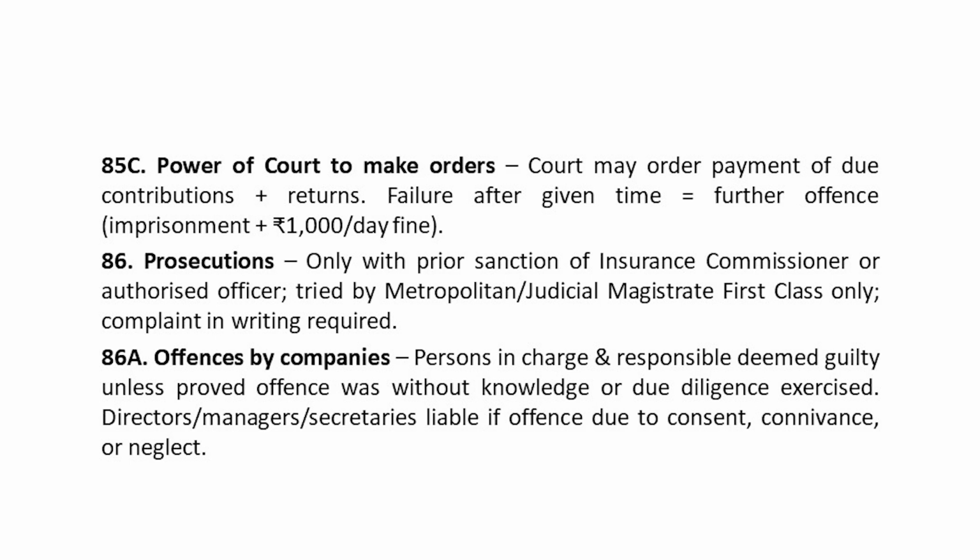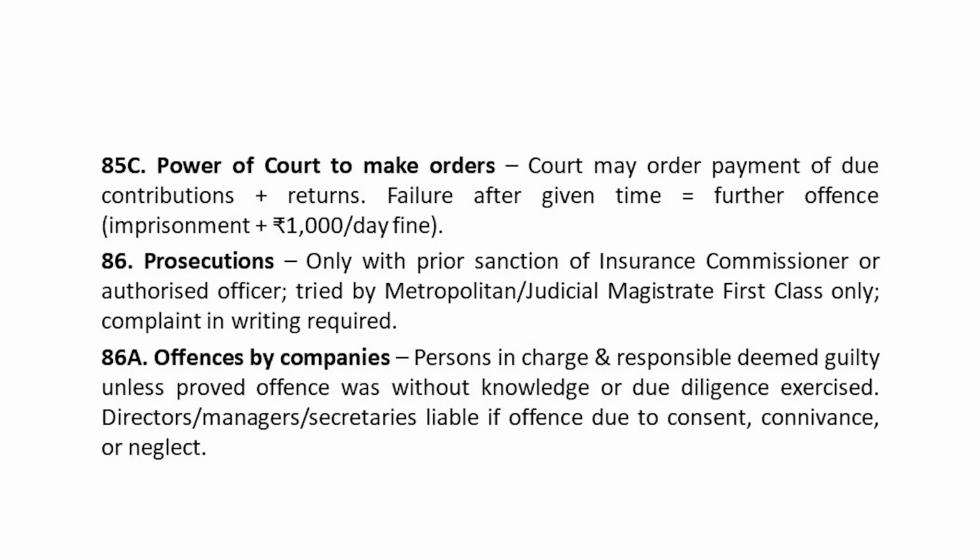And sometimes prosecutions can be made, and no prosecution under this Act can be instituted except with the previous sanction of the Insurance Commissioner or of such an officer of the corporation as has been authorized in this behalf by the Director General of the corporation. Only a metropolitan magistrate or a judicial magistrate of the first class can try the matter, and no court will take cognizance of any offence except on a complaint made in writing in respect thereof. So this is the system by which prosecutions can be made.